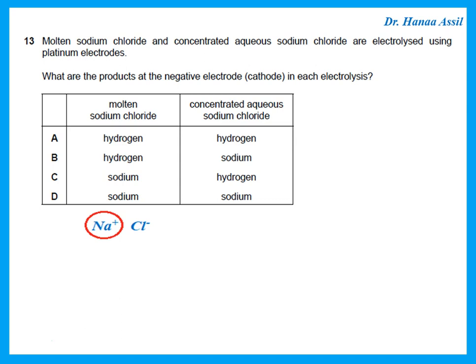Now, when we're talking about concentrated solution of sodium chloride, I have Na+ and Cl-. I also have H+ and OH- from water. Remember, when you do electrolysis, water breaks up into H+ and OH-. Now I have a choice between Na+ and H+. Please remember that when you have a choice between Na+ and H+, it is the H+ that reacts, so I get hydrogen gas at the negative electrode.